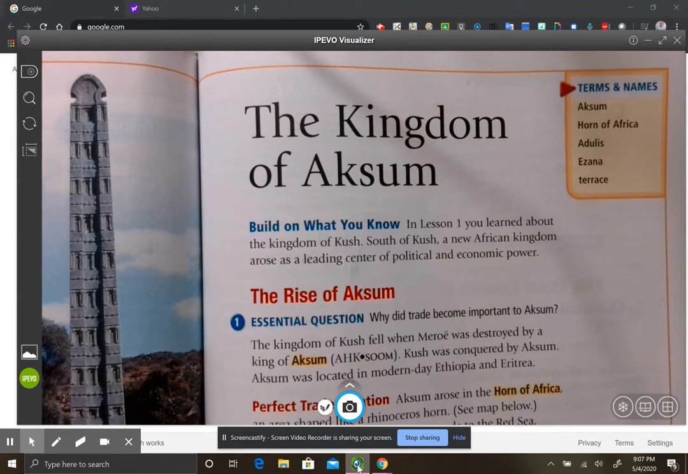Well, hello everybody. Welcome to another session of Ancient World History. We're going to continue our study of the Kingdom of Aksum.